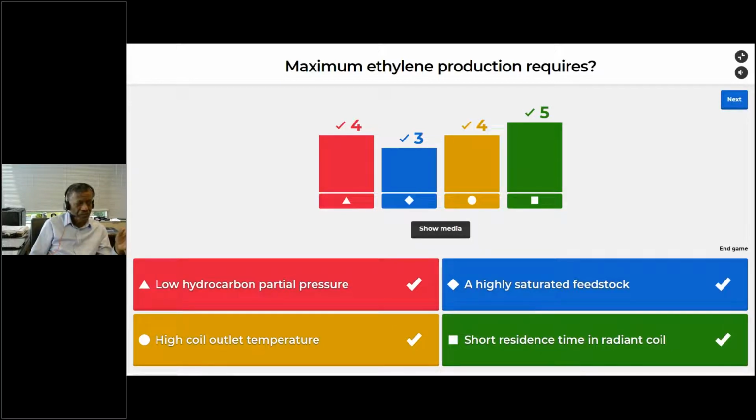High coil outlet temperature, the higher you go, the more ethylene or the product you make. And then again, the short residence time is basically the shorter time you have, the more desirable products you will generate. If you give a higher residence time, you will have cracking, but you will have other products also coming out. So all the four parameters are correct here.